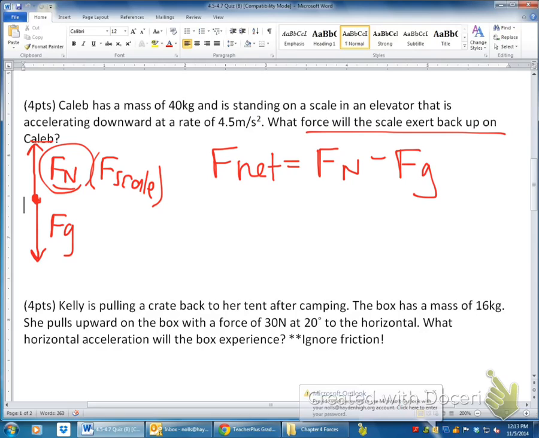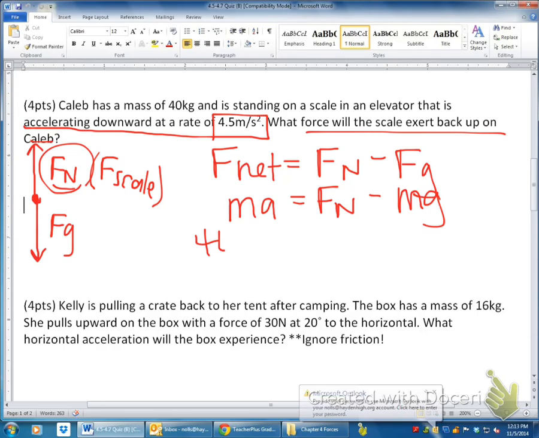Then after this equation is written, we can do our substitutions. So F net also equals mass times acceleration. We're going to solve for the normal force so we don't change that. Fg is also equal to mg. Very good. So now we plug in numbers. This is one, Madeline, where it says it's accelerating downward at a rate of 4.5. So our mass is 40. Our acceleration is then what? Negative 4.5.